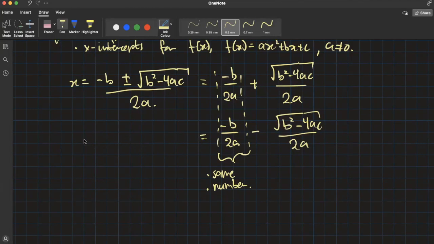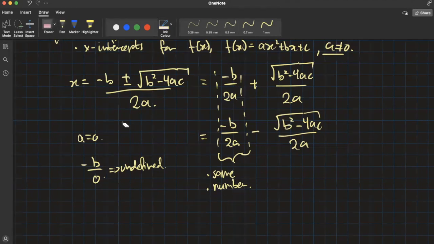Imagine if a was equal to 0. Let's keep b as a parameter. So what we'll have is this first term will be negative b divided by 2 times 0, which is 0, and this here is undefined. Right, so that would not be a number in this case. But remember that we've said, because we're dealing with quadratics, a is not 0. So this case doesn't ever occur. So we can say that this minus b on 2a is the same between both solutions, and it is a number. Okay, they're both important points.